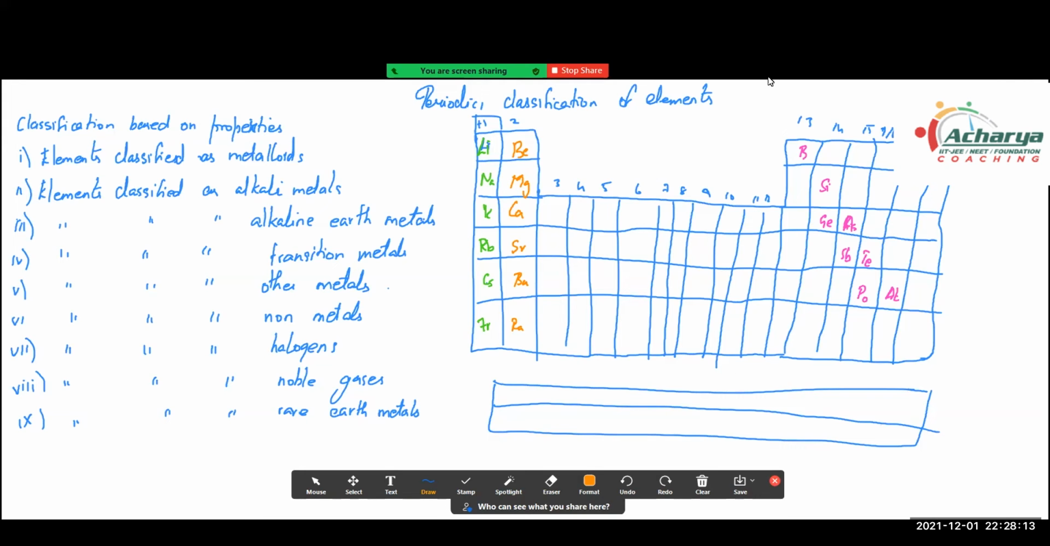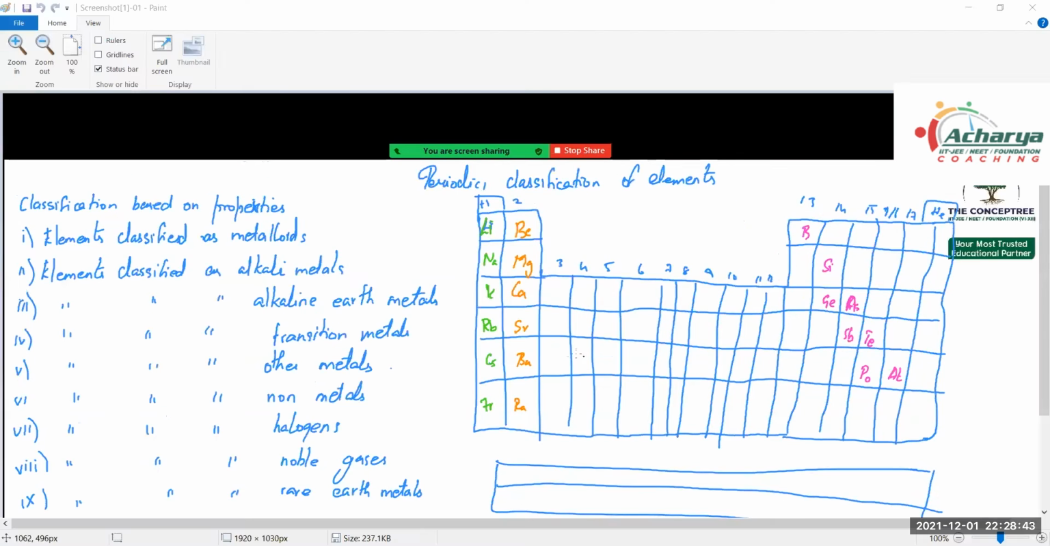So here in this video, let's continue with the classification of elements based on their properties. In the previous video, we saw the classification of elements as metalloids, alkali metals, and alkaline earth metals. Now let us continue with transition metals. Transition metals are the elements that belong to group 3 to 12.